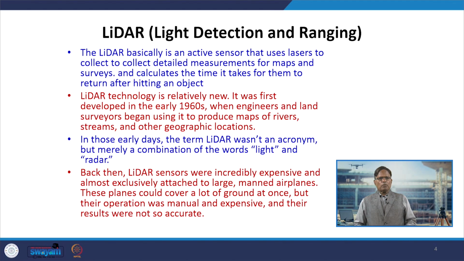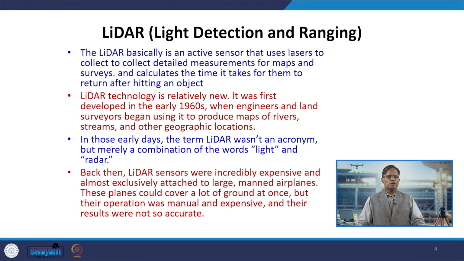So, if we talk about the LiDAR system, which is light detection and ranging, it is basically an active sensor. In the previous lecture, we learnt about the passive sensor. This is an active sensor which has its own source of energy, and it will send the energy to the object and we will record the reflected energy. So, they are actually using lasers to collect the data. Detailed measurements for maps and surveying work are carried out with the help of laser beams. It records the time the laser takes to return back from the object.